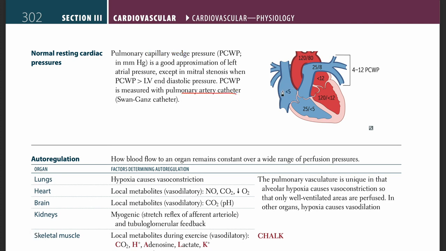So the pressure in the right atrium is going to be less than 5. In the right ventricle it's a little more, 25 systolic, and diastolic is less than 5. Obviously, diastolic is going to be whatever this is, right? Because diastole is the filling stage. So whatever pressure the atrium gives is going to be the diastolic for the ventricle. Similarly here, if it's 12 here, diastolic is going to be 12 here as well.